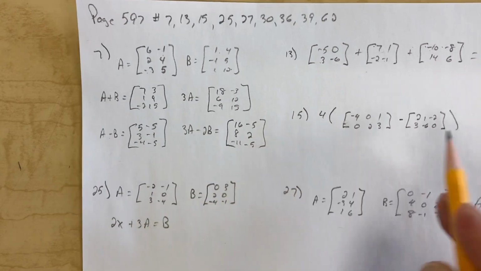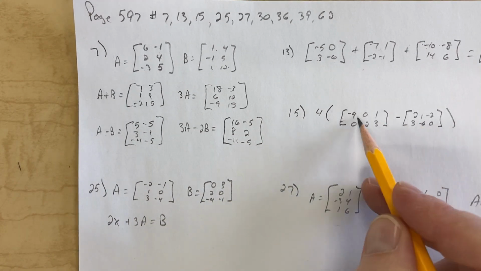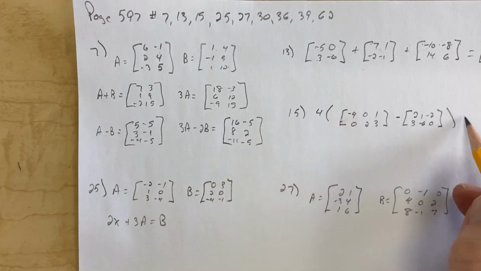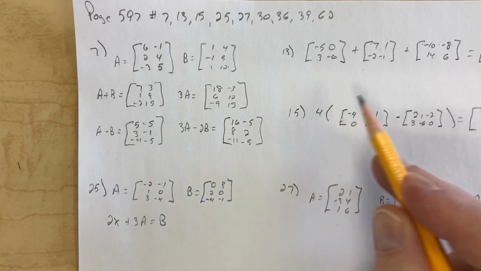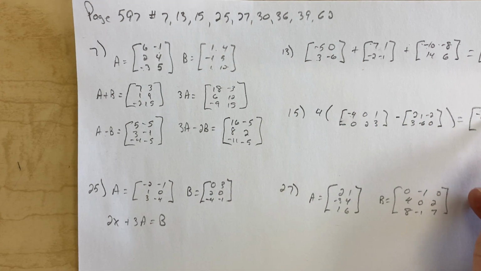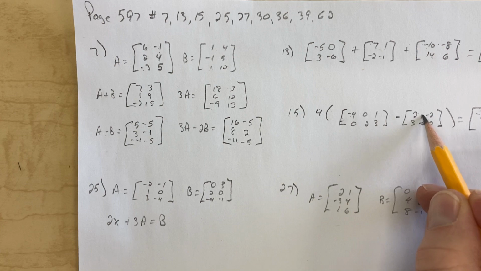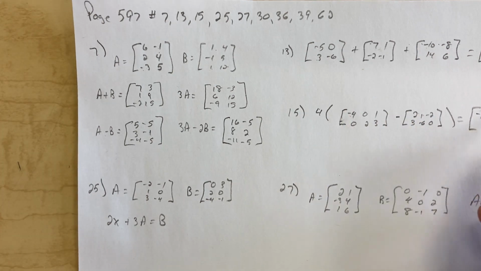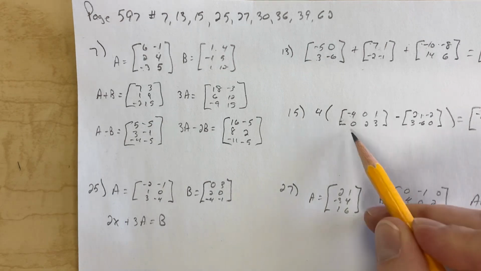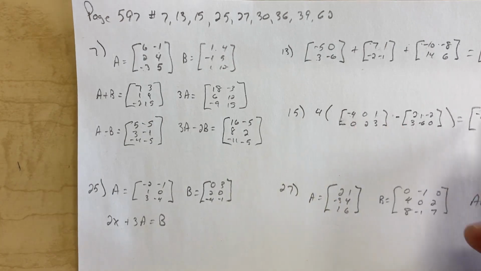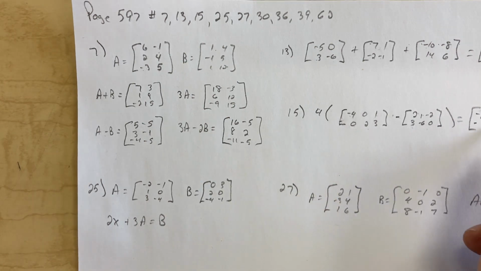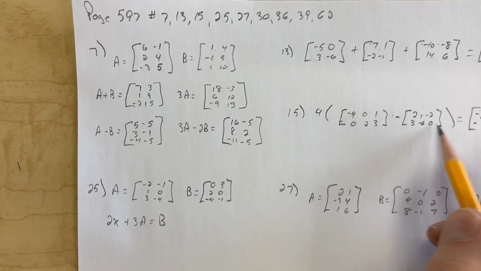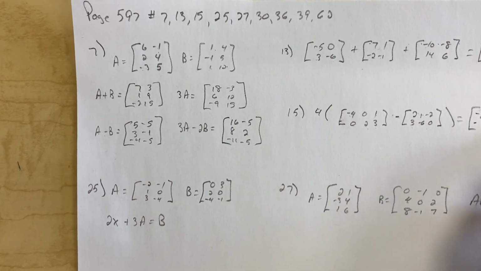Okay. For 15, we're subtracting this and then take the answer and multiply it by 4. So you can kind of do that in pieces. -4 minus 2 is -6 times 4 would be -24. 0 minus 1 is -1 times 4 would be -4. 1 minus -2 is 3 times 4 would be 12. 0 minus 3 is -3 times 4 is -12. 2 minus -6 is 8 times 4 is 32. And 3 minus 0 is 3 times 4 would give us 12.